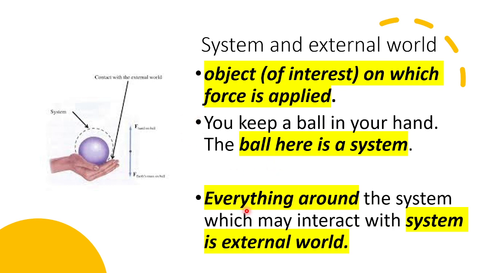Now, everything around the system which may interact with the system is external world. So, for example, here the ball is being interacted with the hand. So, hand is the external world. The ball is being interacted with the air around it. The air is external world. So, everything around the system which may interact with the system is external world.